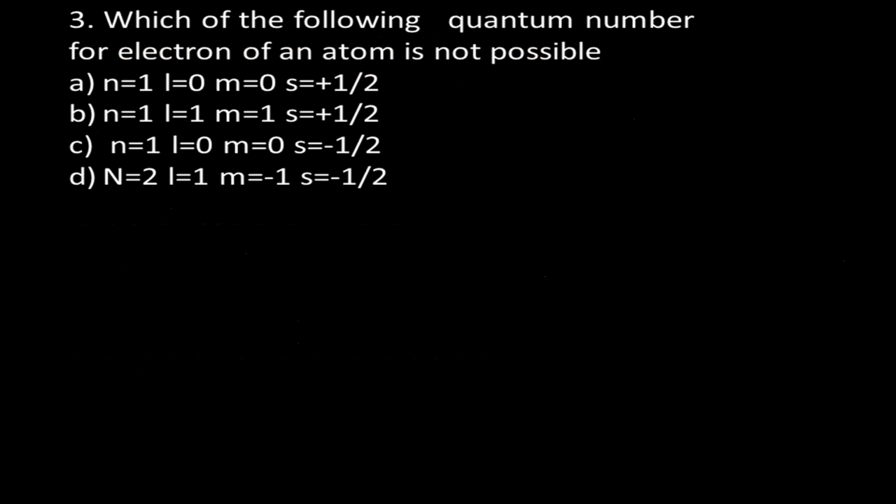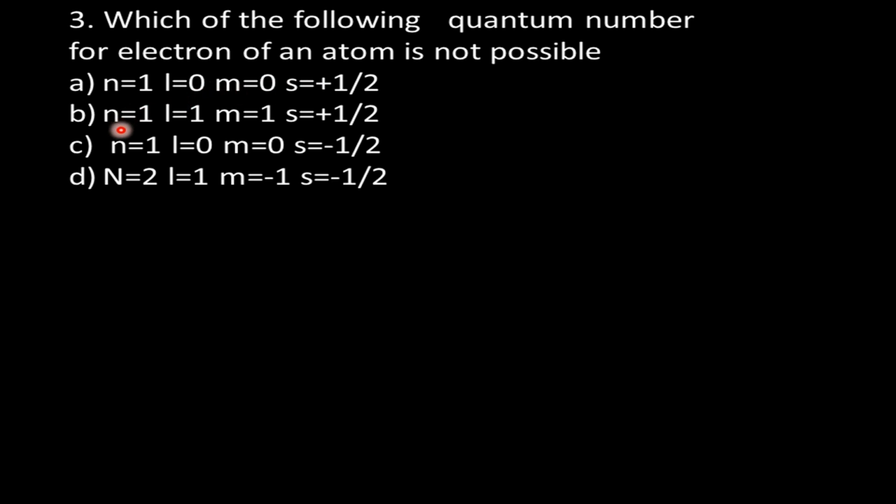Which of the following quantum numbers for an electron of an atom is possible? Let's see. For n equals 1, l equals 0, m equals 0, s equals plus half. Now we know that n equals 1 means that this is the first energy level we are dealing with, and this first energy level has 1 sublevel, which is the s, which is correct. And this sublevel only has one orientation or one orbital, which is m equals 0, which is correct. And it can take in 1 or 2 electrons, which is correct as well. So option A is correct.